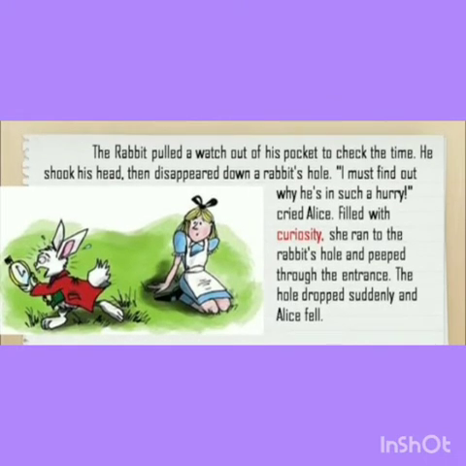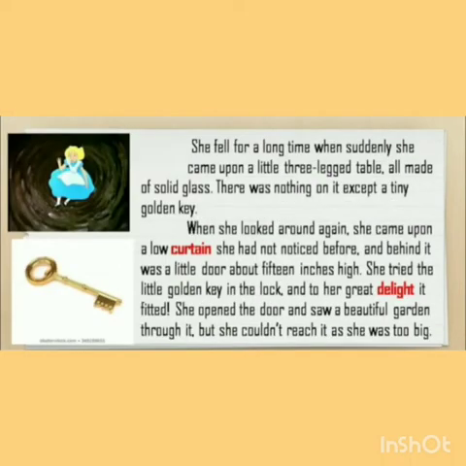Okay. See children, next one. She fell for a long time when she suddenly came upon a little three-legged table all made of solid glass. There was nothing on it except a tiny golden key. So what happened? She was looking into that rabbit's hole, and she fell down. See the picture. She could see a three-legged table. The table was made of glass, and nothing was there, only a golden key on the table.